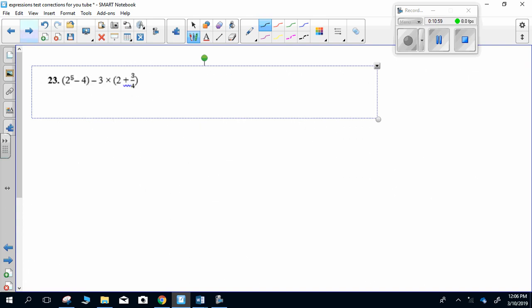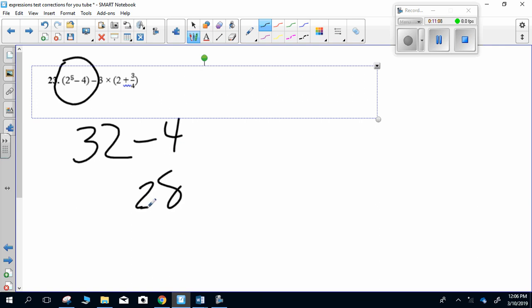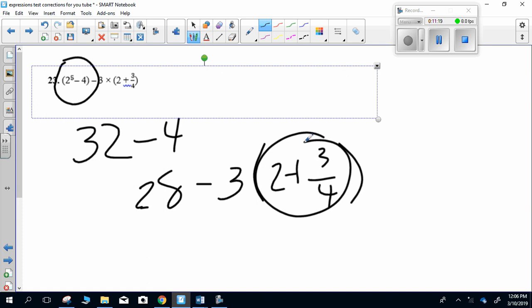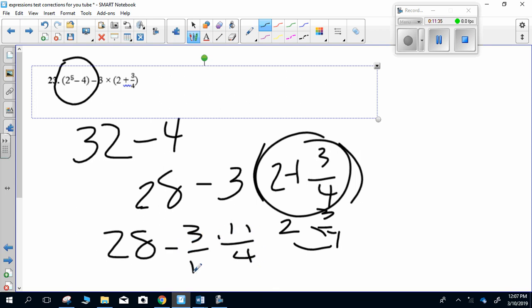Next one, you're going to do your exponents first in this parenthesis. So it's 32 minus 4, which is 28, minus 3 times the sum of 2 and 3/4. So I need to add these. If I add those, I get 2 and 3/4. 2 and 3/4 as an improper fraction is 2 times 4, which is 8, 11/4. So I have 28 minus 3 times 11/4. 3 times 11 is 33/4.